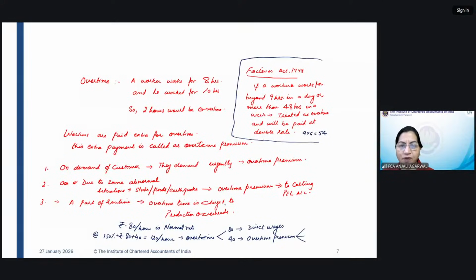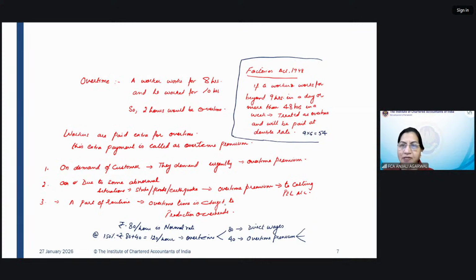So this was overtime. What is overtime? When you ask the worker to do extra time in the factory, to spend more time on the manufacturing job. Whatever extra time he spends is treated as overtime, and you pay extra for this overtime. The extra you pay is called overtime premium. How it is to be treated depends upon whether it is on the request of the customer. Then it will be charged to the customer and will be part of direct wages. If it is abnormal, it will be charged to costing P&L account. And if it is routine, it will be charged to the production overhead.